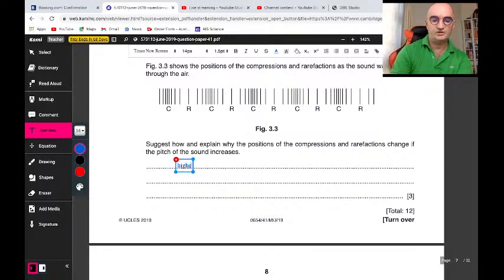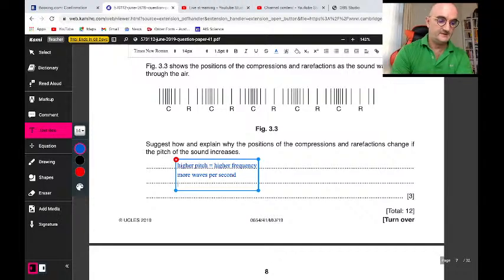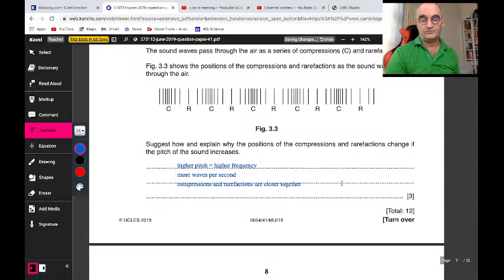So first of all, higher pitch equals higher frequency. Yes, you got it. Higher pitch is higher frequency. Higher frequency means there are more waves per second passing a particular point, which would mean that the regions of compression and rarefaction are closer together if we have higher pitch, or the corollary, the same thing, a higher frequency. Any questions on that little bit there?